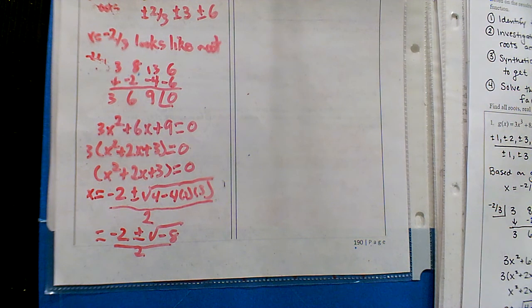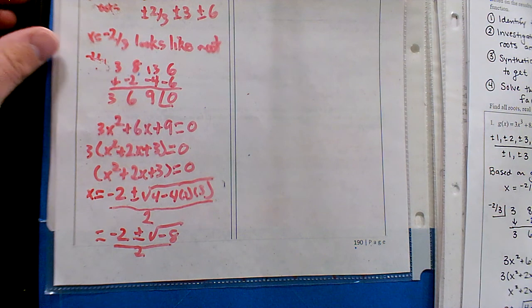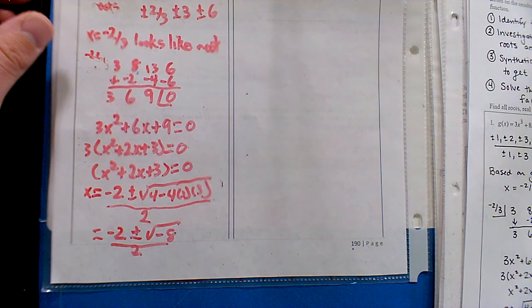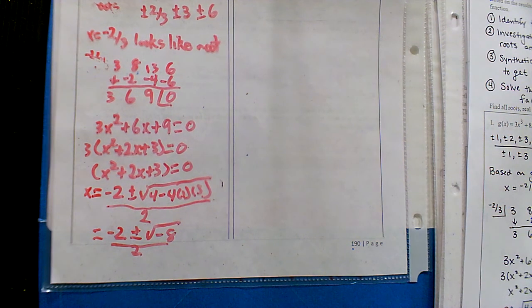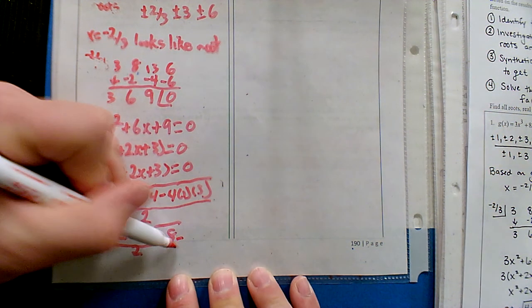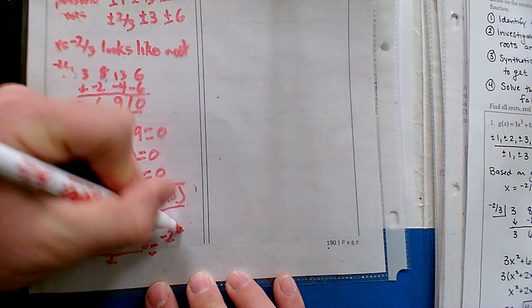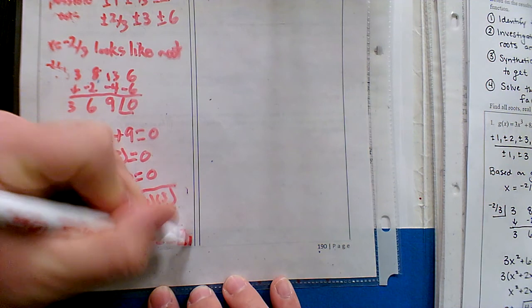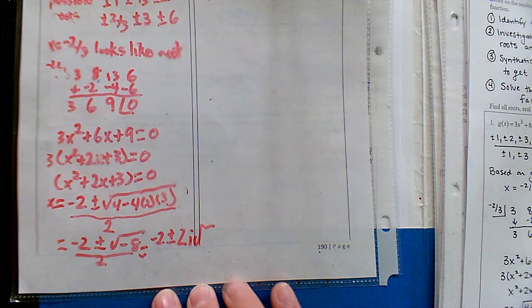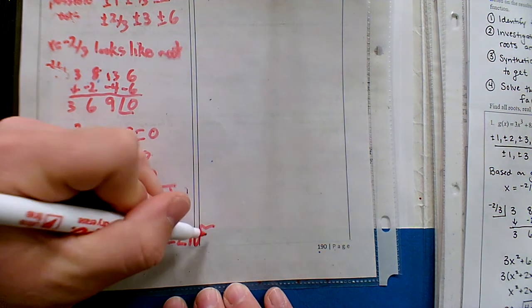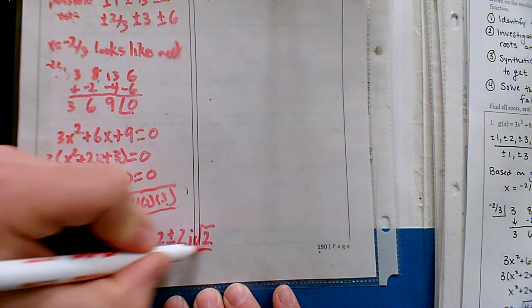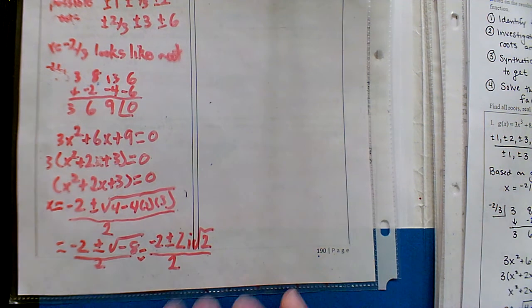Who was able to simplify the square root of negative 8? You can move 2i out in front of the radical, but then you still have the square root of 2. So simplifying that, we would have negative 2 plus or minus 2i, and we'd be left with the square root of what? Square root of 2 inside, all divided by 2.